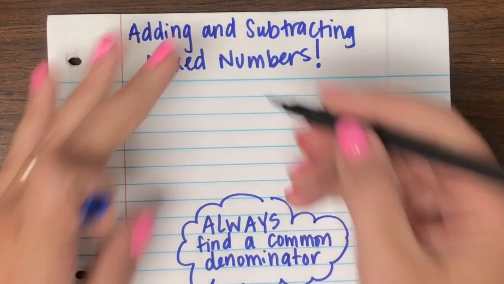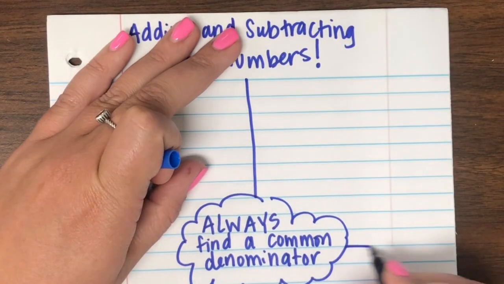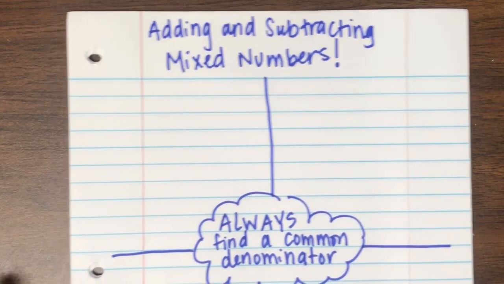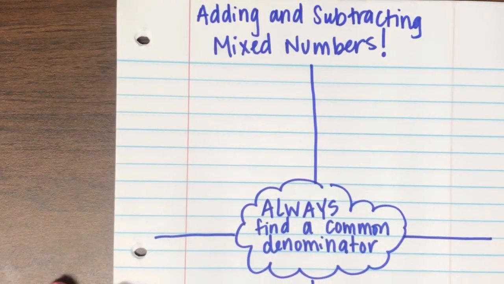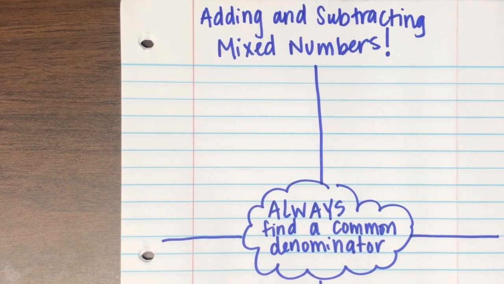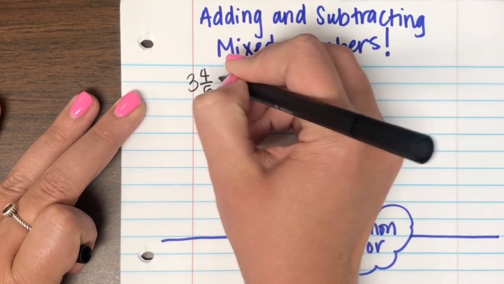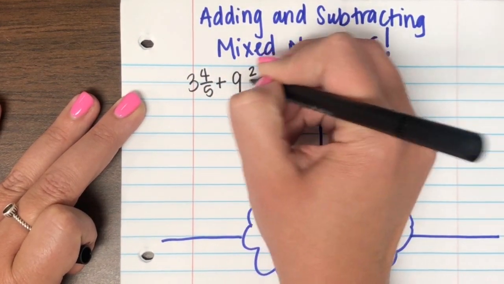So the very first thing I'm going to do, I'm going to split my page into 4 because I'm going to do 4 examples, and hopefully during those 4 examples, you'll be able to kind of see the process of what happens each time. So the first example that we're going to do is 3 4/5 plus 9 2/3.